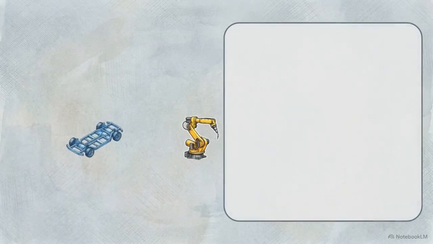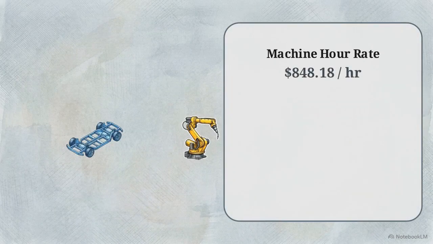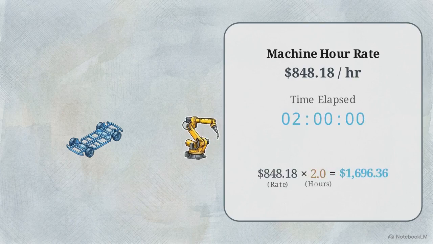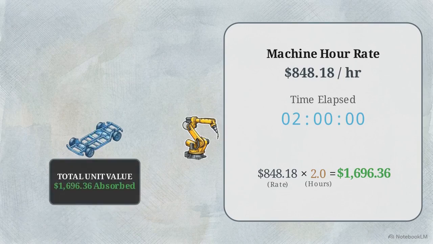In a highly automated environment, the correct base is the machine hour rate, the specific cost of running a machine for 1 hour. If the rate is $848.18, and this robotic arm works exactly 2 hours, we inject exactly $1,696.36 into that vehicle's final cost profile.